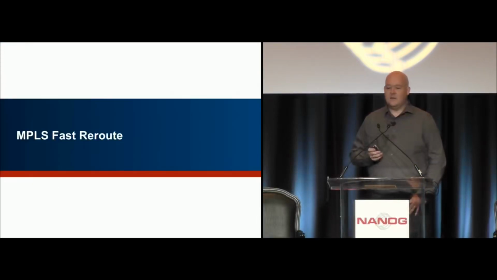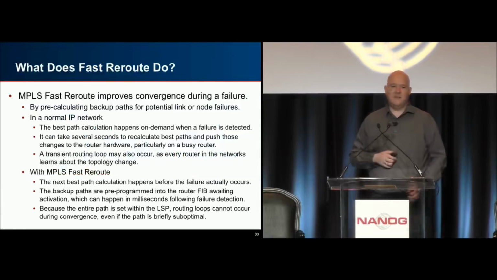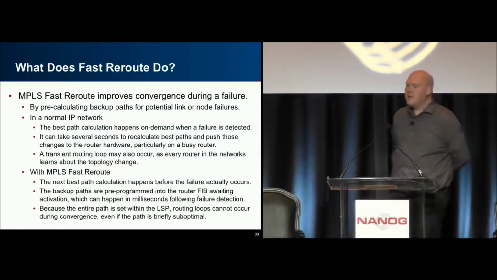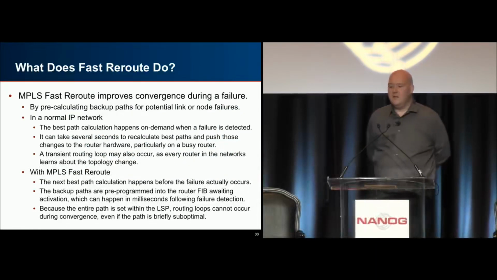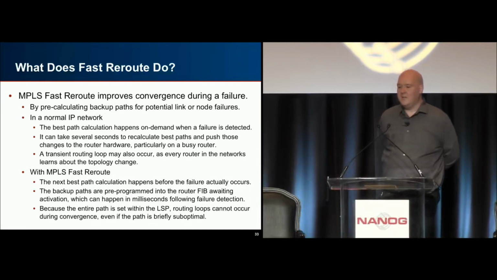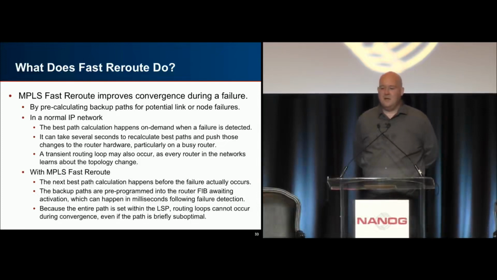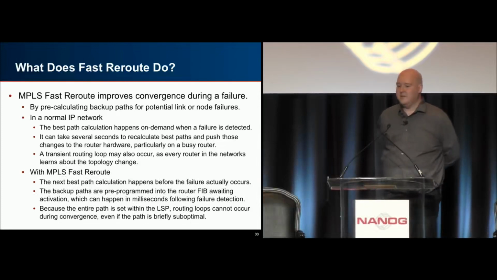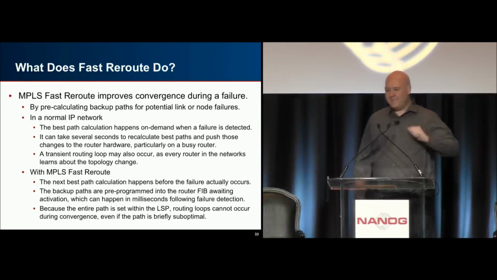So now I'm going to talk a little about MPLS fast reroute. So remember when I talked about the third thing that MPLS can do, which is improve the resiliency of your network. So what happens here is you get to pre-calculate the backup paths for every potential failure. So in a normal IP network, what happens is you have a best path calculation that happens on demand. So let's say you've got a couple routers in a string and now the link in the middle gets cut or a router crashes.